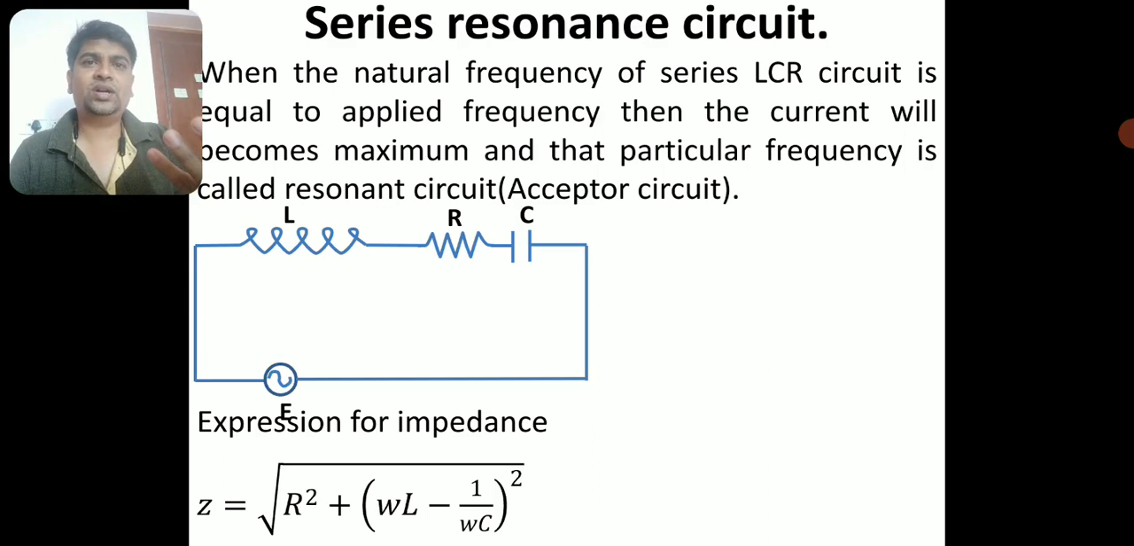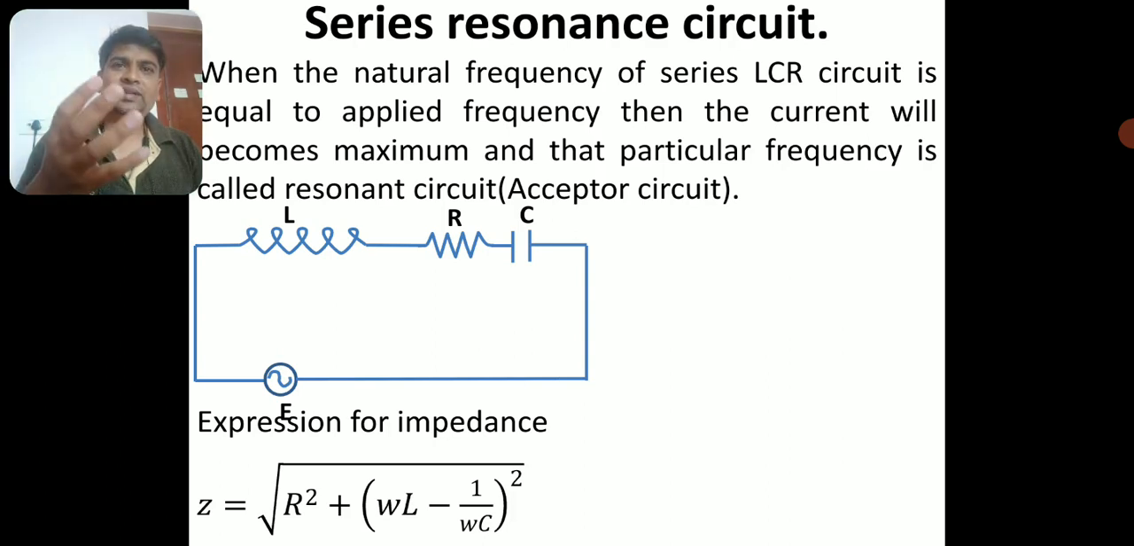And it is also called an acceptor circuit because of the same reason. It is called an acceptor circuit because when the frequencies are matching, the current becomes maximum. The current becomes maximum in the series LCR circuit at resonant frequency. That is why this circuit is called an acceptor circuit.